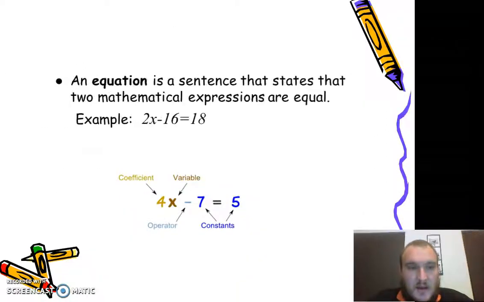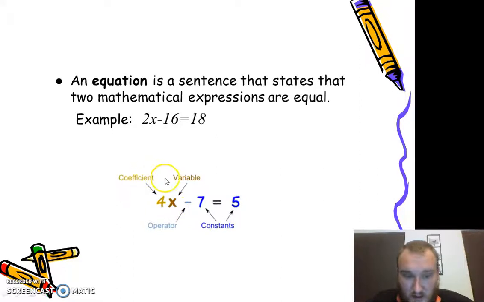Up to you. Anyway, an equation is a sentence that states two mathematical expressions are equal. Example, 2x take 16 equals 18. So 2x take 16 is one of the expressions and the 18 is the other expression, and as you can see they are equal.